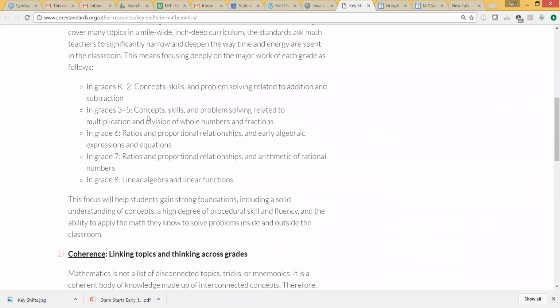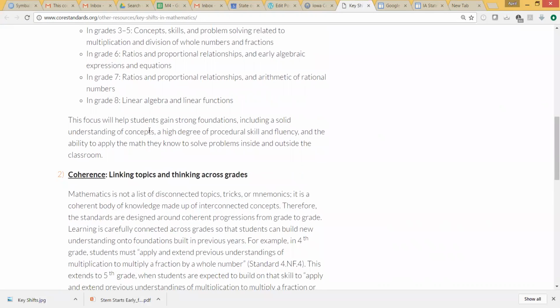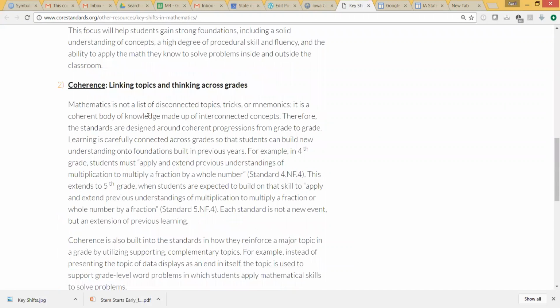In third through fifth grade, we're going to focus on multiplication and division of whole numbers and fractions. And again, the concepts, skills, and problem solving that's related to those. In sixth grade, we're going to look at ratios and proportional relationships and early algebraic expressions and equations. In seventh grade, we're going to continue that focus on ratios and proportional relationships and the arithmetic of rational numbers. And in eighth grade, we're going to focus on linear algebra and linear functions. The next shift is coherence.